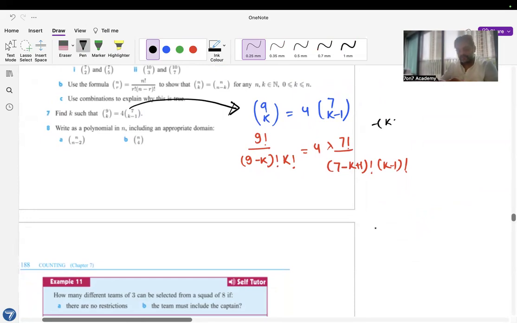Okay. So now, anyway, to solve it, you have to remove the K factorials. So how will you remove that? Anyhow, how will you solve that? Tell me.